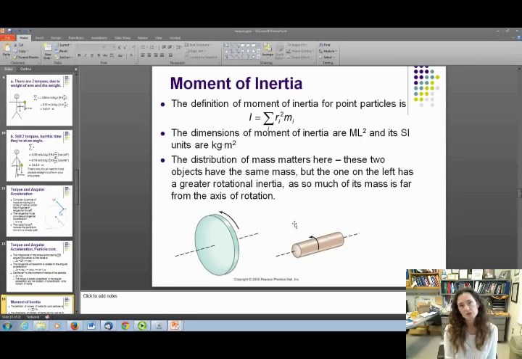So you can think of the moment of inertia as an inertia or a resistance to a change in rotational motion. And that is dependent upon two factors: the total mass of the object, and how that mass is distributed. If something is further from the axis of rotation, it will be more difficult to start that object rotating or to change its rotation once it's going.